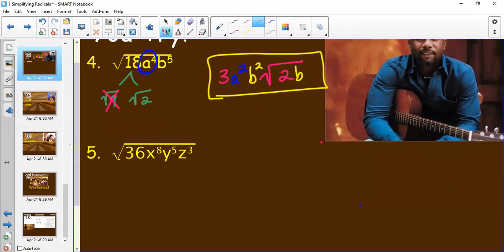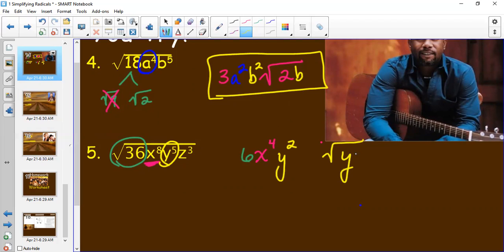Number 5, square root of 36 is a perfect one. It goes out front. 6. X to the 8th. How many pairs? We have 4 pairs. We're going to do Y's next. 5 Y's. There would be 2 pairs with 1 left over. And last, the Z's. There would be 1 pair with 1 left over. That's what you should have gotten for your final answer.